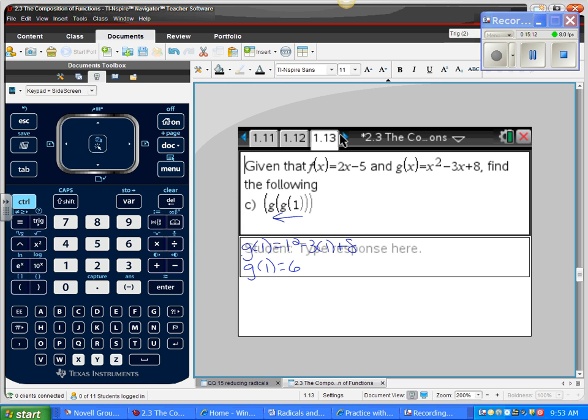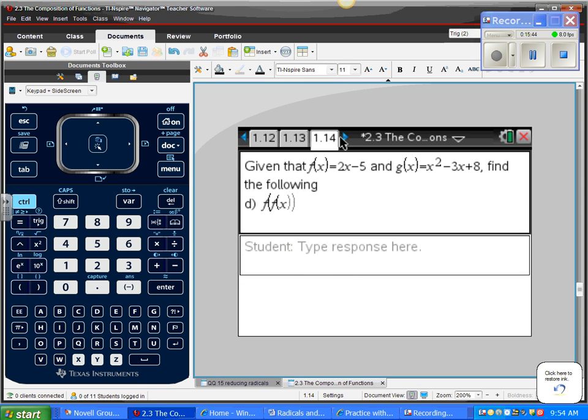So now that we know what g of 1 equals, we plug that in. G of 6. 6 squared minus 3 times 6 plus 8. 36 minus 18 plus 8 gives us a value of 26. So g of g of 1 equals 26. All right, so hopefully you're feeling pretty comfortable with evaluating these composition functions.